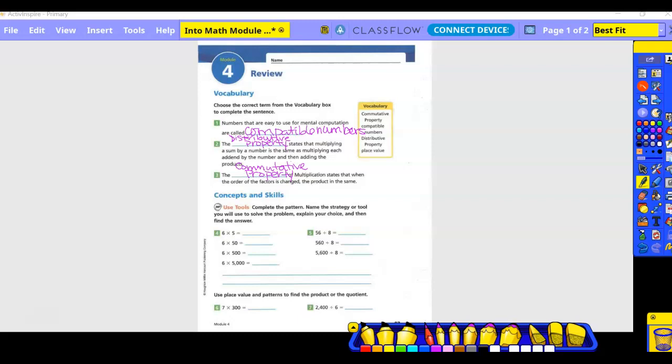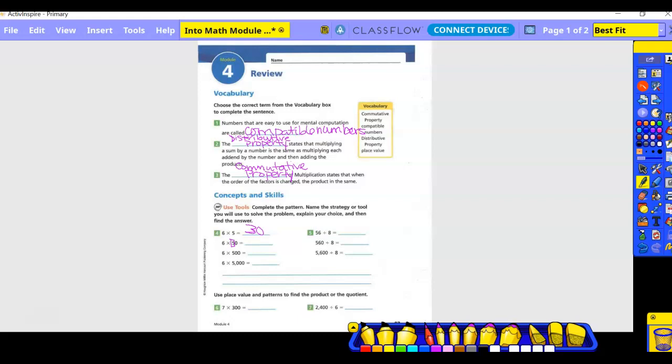Concepts and skills. Complete the pattern. Name a strategy or tool you will use to solve a problem. Explain your choice and then find the answer. Okay, so they started off with the basic fact of 6 times 5, which is 30. Okay, so then we're going to put 5 in a box, right? Into our basic fact.